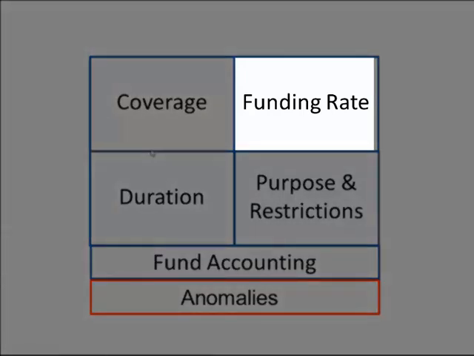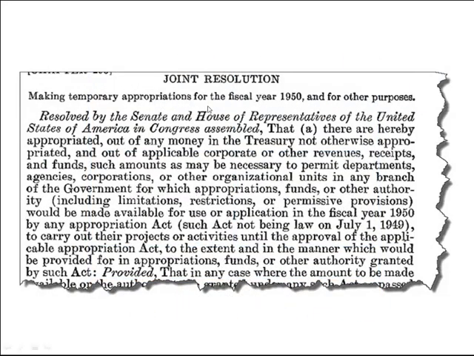Building block number 2, funding rate. As a general rule, CRs do not appropriate specific dollar amounts. They appropriate such sums as may be necessary at a rate for operations. And then they proceed to tell you how to calculate that rate.